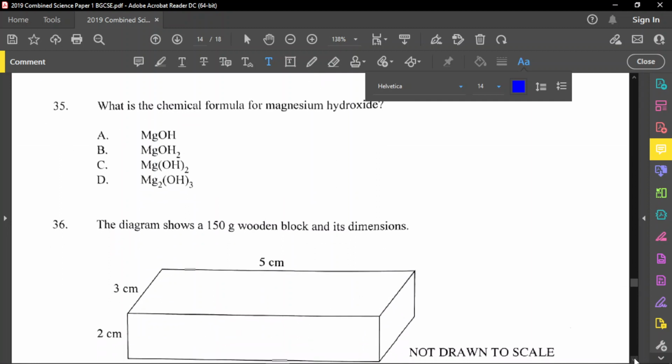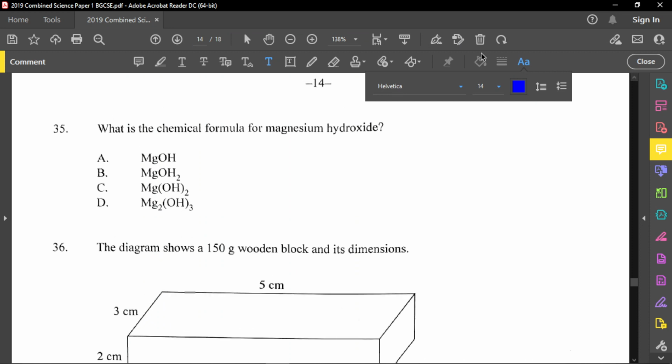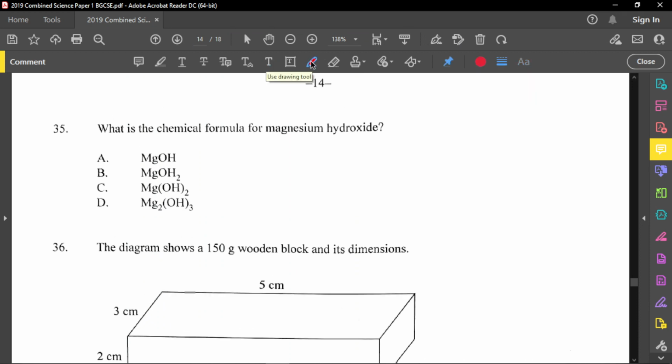Now, question 35. It said, what is the chemical formula for magnesium hydroxide? For magnesium hydroxide, let me tell you exactly how to get this, just quickly.